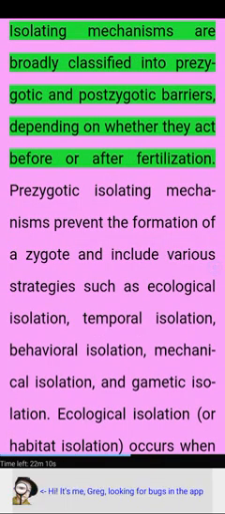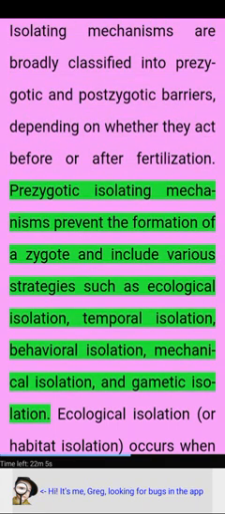Isolating mechanisms are broadly classified into prezygotic and postzygotic barriers, depending on whether they act before or after fertilization. Prezygotic isolating mechanisms prevent the formation of a zygote and include various strategies such as ecological isolation, temporal isolation, behavioral isolation, mechanical isolation, and gametic isolation.